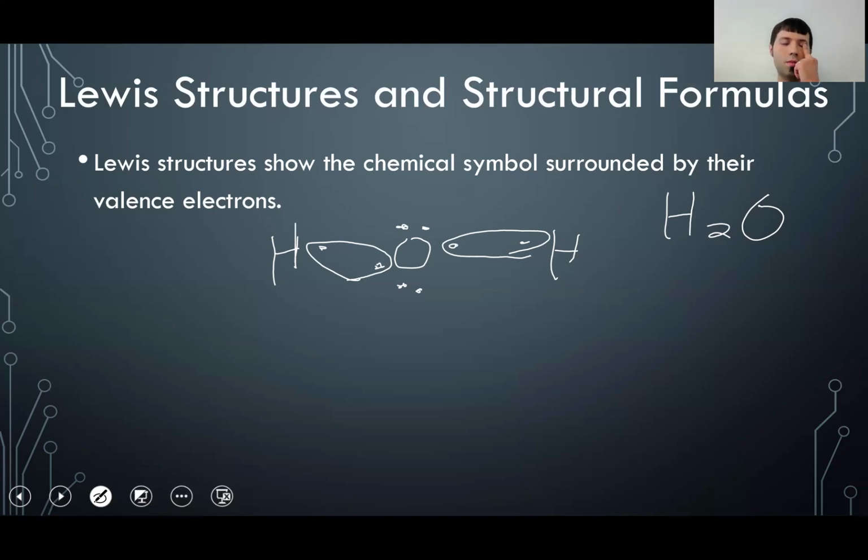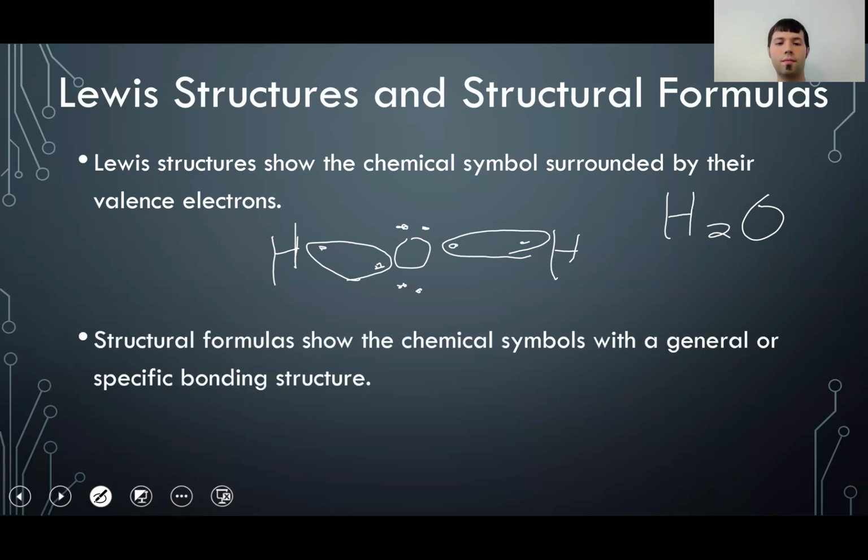Remember, ionic bonds are a transfer of electrons. Covalent bonds, which we're going to get into tomorrow, are when 2 atoms share electrons.